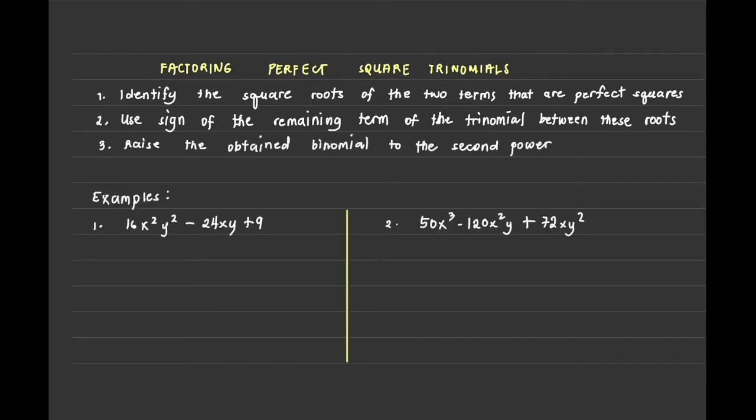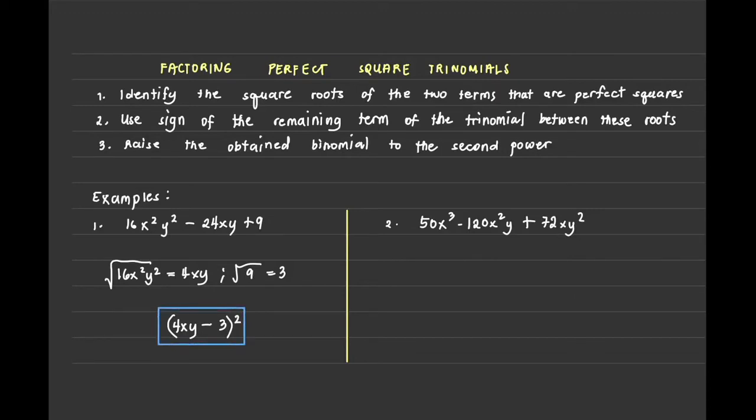Let's have some examples. For number 1, after knowing that a trinomial is a perfect square trinomial, we identify the two terms that are perfect squares and identify their square roots. We then use the sign of the remaining term between the roots. Finally, raise the obtained binomial to the second power, and we have.